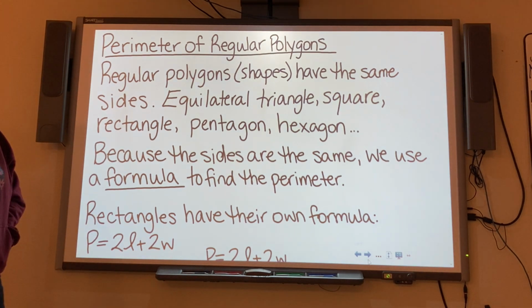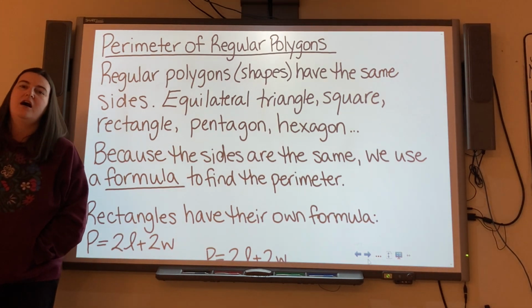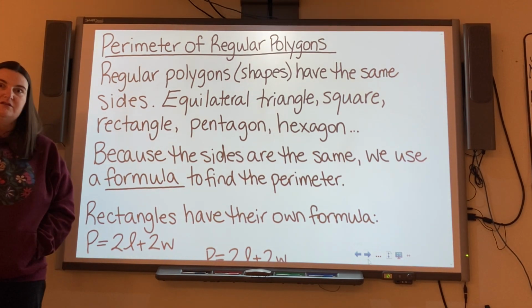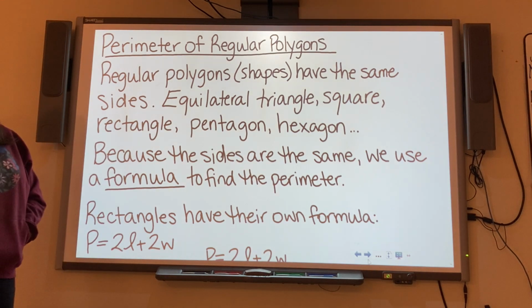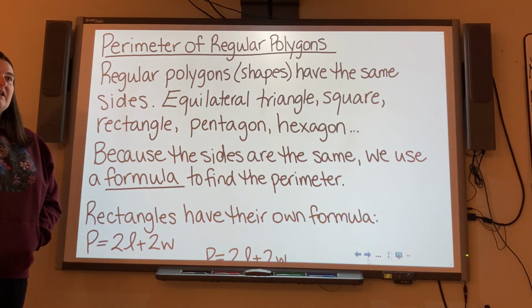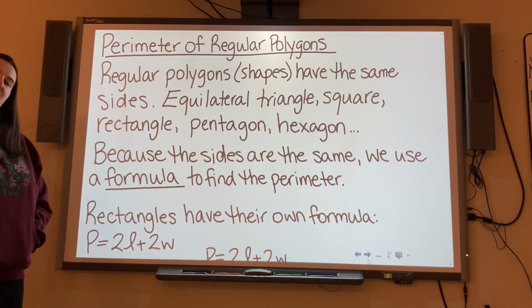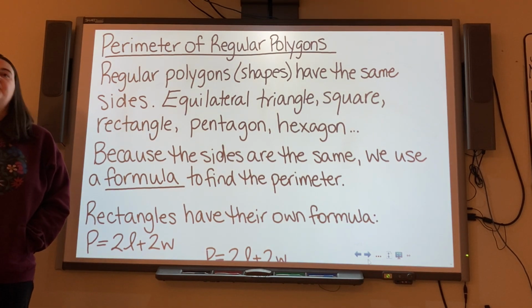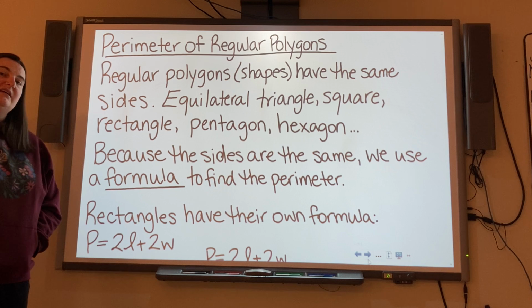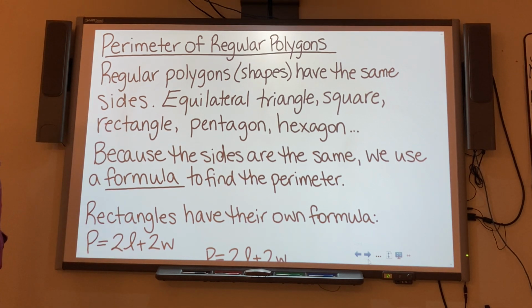So that's like an equilateral triangle, a square, rectangle, pentagon, hexagon, octagon, decagon, dodecagon, all of the gons. That means that those are regular polygons. Regular polygons mean all their sides measure the same. Now, since all their sides measure the same, you don't need to add up all the sides. What we do instead is we use a formula to find the perimeter.